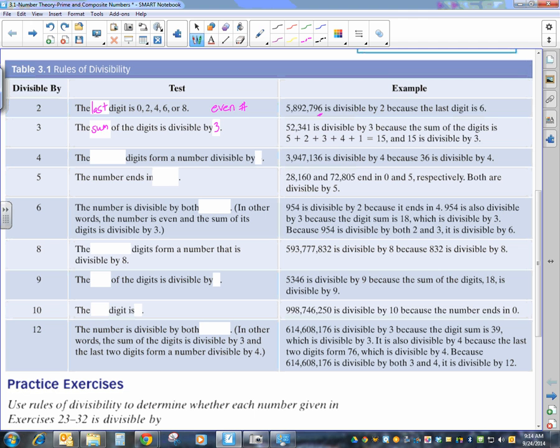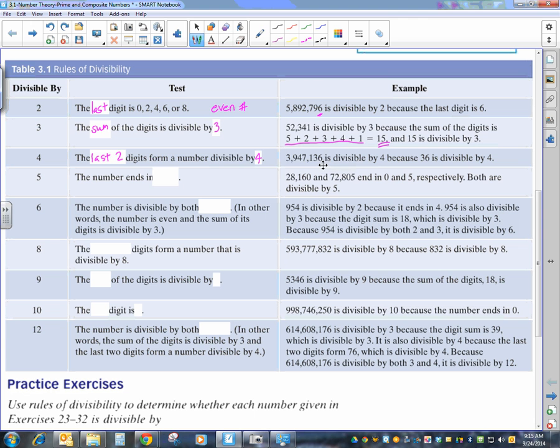And sum, remember, means to add them all up. So this number is divisible by 3 because when I add up 5, 2, 3, 4, and 1, I get 15, and 15 divides by 3 evenly. Okay? For 4, you look at the last 2 digits to see if it is divisible by 4.